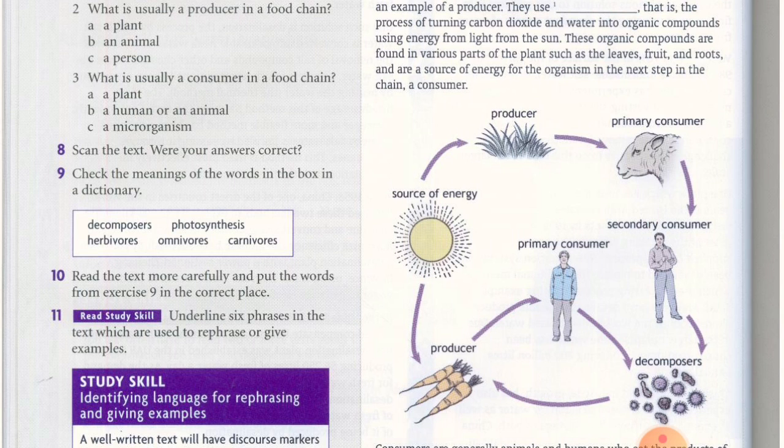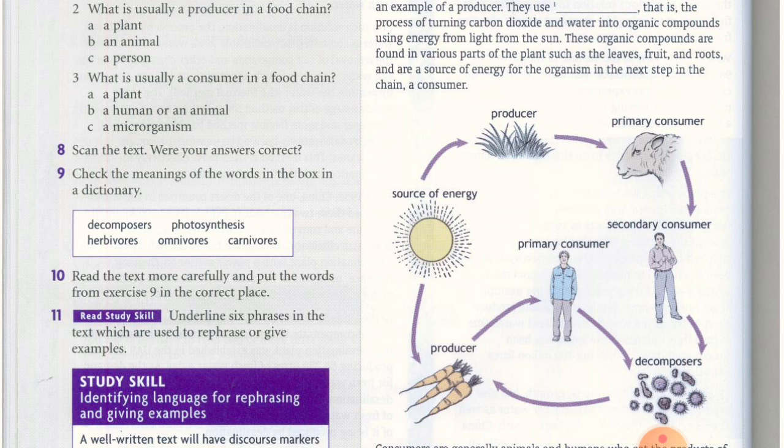Decomposers. Decomposers. It is a noun. Living things that break down or destroy dead animals using natural chemical processes. Decomposers. Photosynthesis. It is also a noun, the process by which green plants make food using light and carbon dioxide.